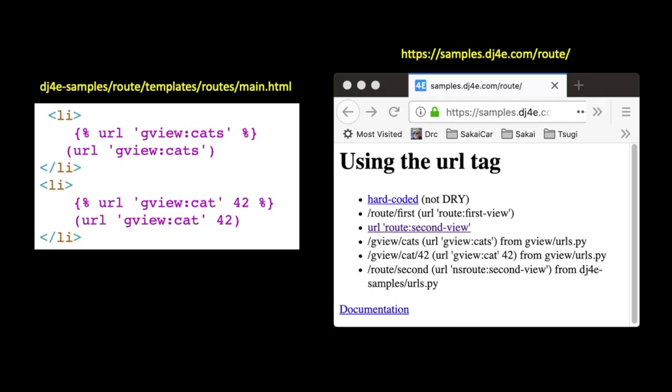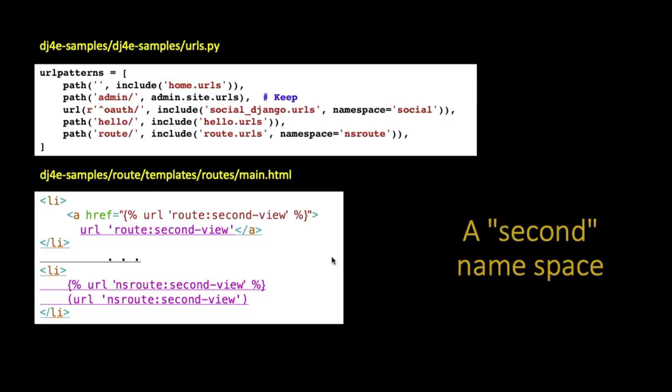So this is what it looks like. So this gview:cats URL and gview:cat 42, this one that actually is the detail page that demands a parameter, it constructs that just fine. Okay? So that's going from the route application to the gview application.